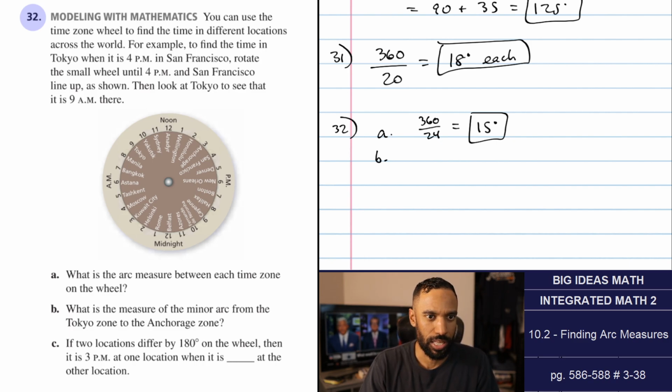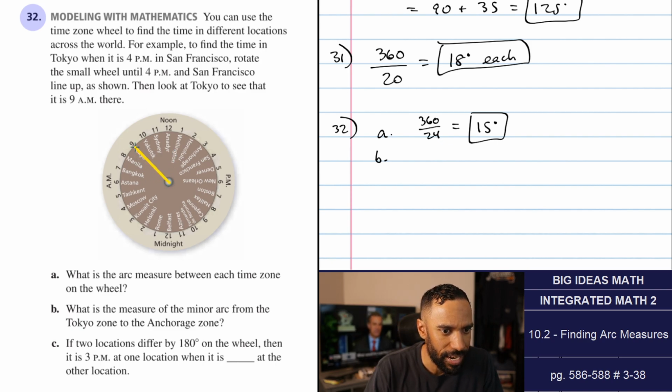Part B, what is the measure of the minor arc from the Tokyo zone to the Anchorage zone? I was going to say, do they want minor or major? But they said minor. Let's bounce it off with some yellow here. Tokyo's here at the 9, and Anchorage is at the 3.